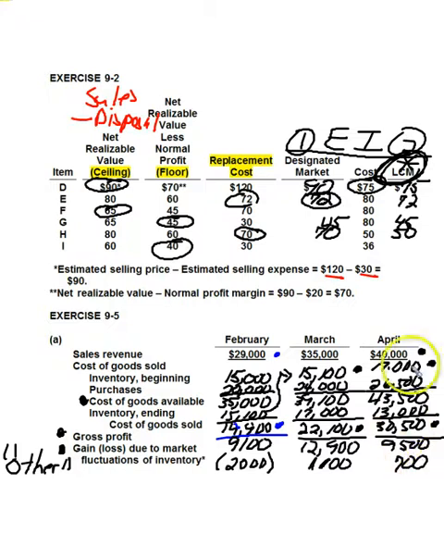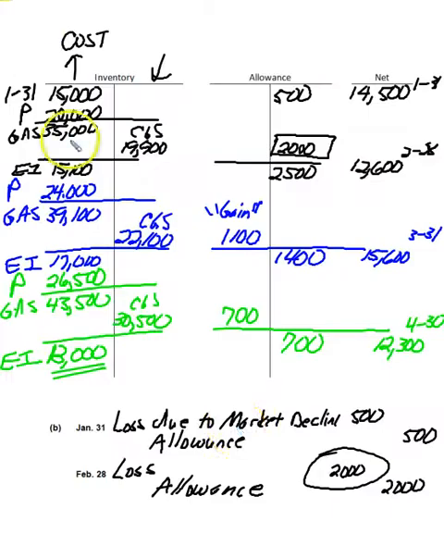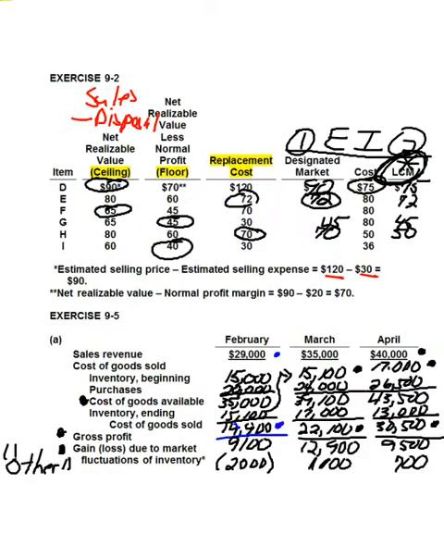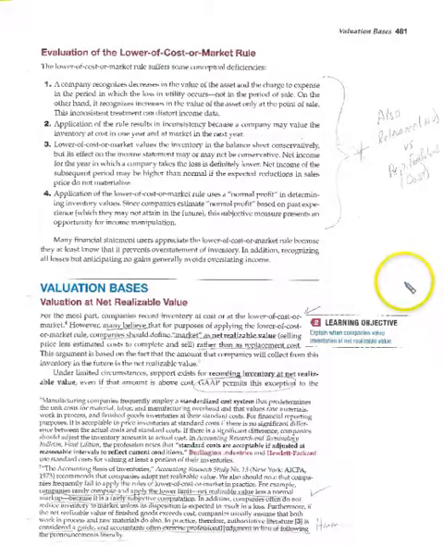So in essence, between those two exercises, we see how to solve for lower cost of market, how the gain or loss gets reported, and what the journal entries would look like. And then the last thing I want to talk about is this section in your textbook. Mine's on page 481, evaluation of the lower cost of market rule, because this has some interesting theoretical concepts that are important for you to understand.